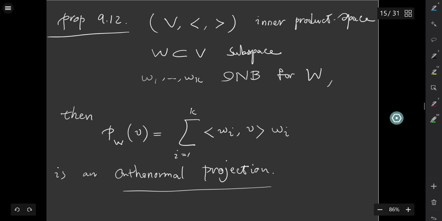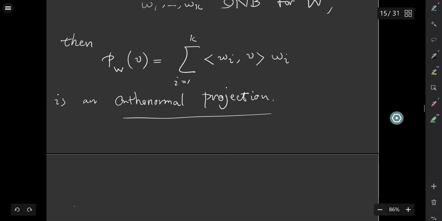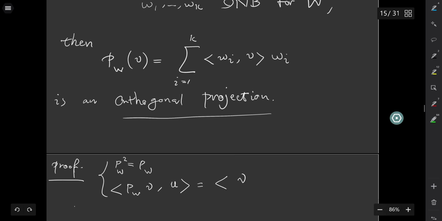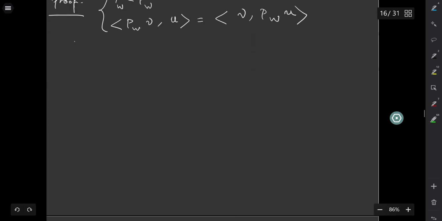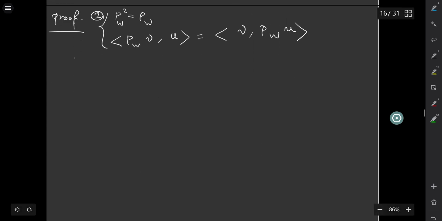So what it's saying is that we are given this map and we want to show that it's also an orthogonal projection. So what should we prove? We have to prove that P squared is equal to P, and that the inner product of PW of V and U is equal to the inner product of V and PW of U. Let's put this as 1, 2. Following the notes, it's actually easier to first see 2 and then use that to prove 1.